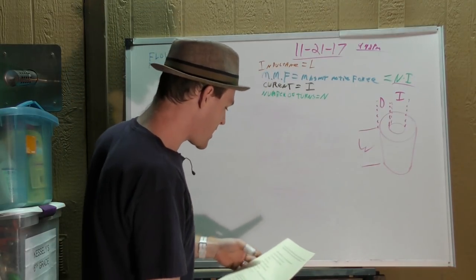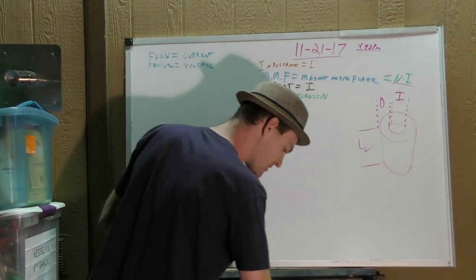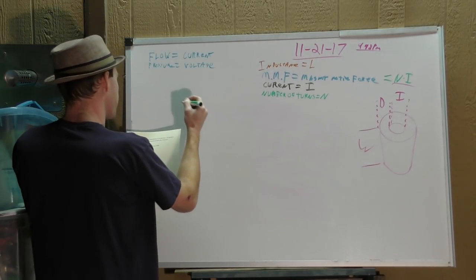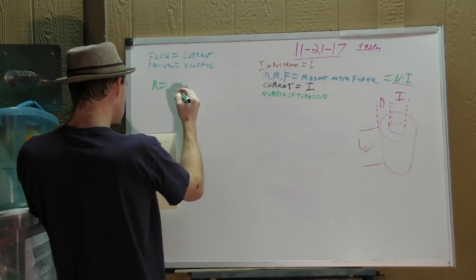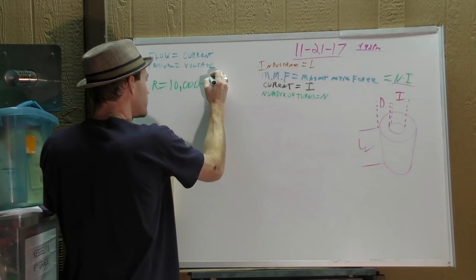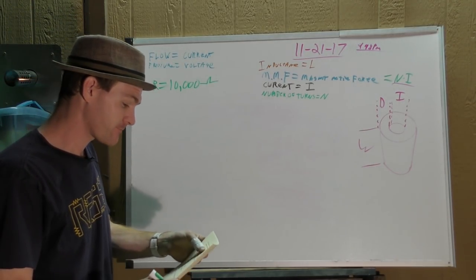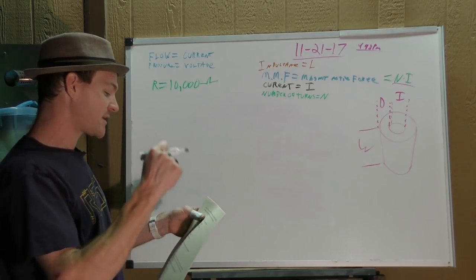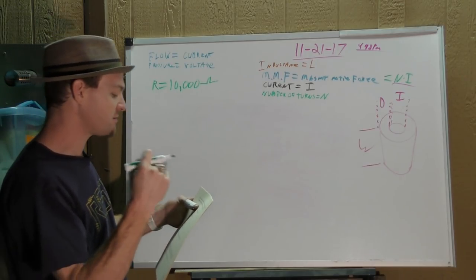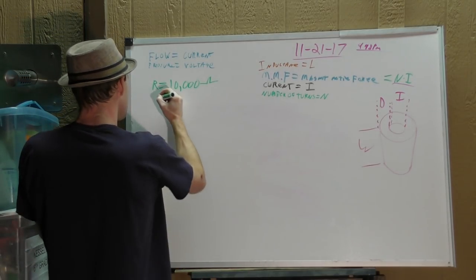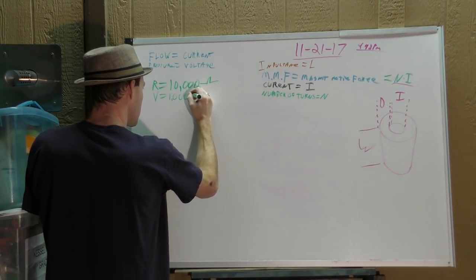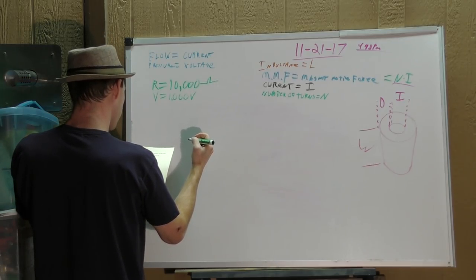All right, now we're going to look at a coil with a fixed resistance. See, earlier we changed the resistance. Now we're going to fix it. R is always going to equal 10,000 ohms. That's a pretty large number. Now, we're also going to fix the voltage, which will fix the amperage. So the voltage is always going to be 1,000 volts.